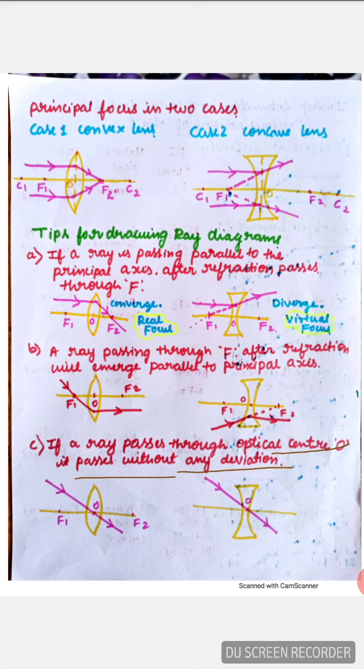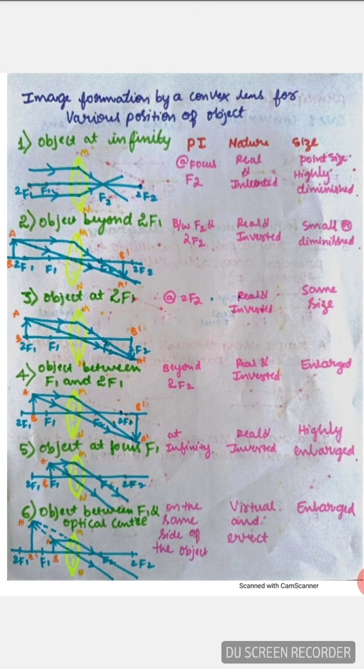So hope you have understood the tips for drawing ray diagram. I will repeat it once again. If you are sending a ray passing parallel to the principal axis, after refraction it will pass through focus. If you send a ray passing through focus, after refraction it will emerge parallel to the principal axis. If you send a ray passing through optical center, it will go undeviated. So these are the three rules or tips you should remember while drawing the ray diagrams in the case of lenses. Okay, so now we will move on to the ray diagram.